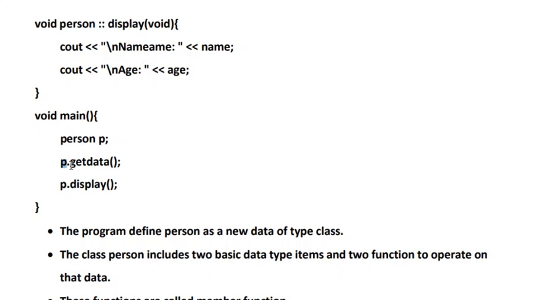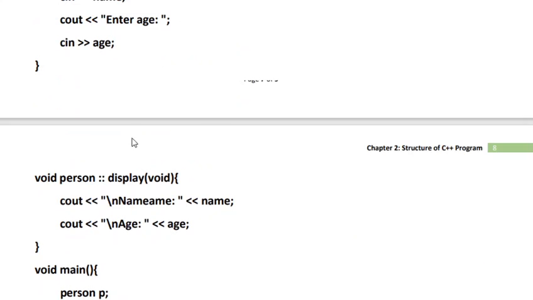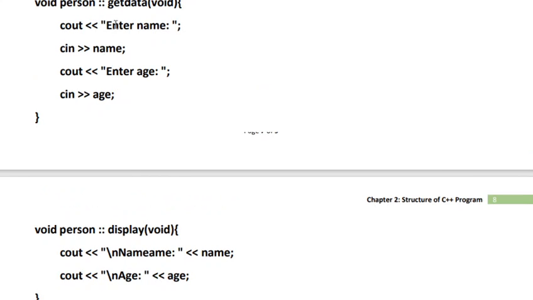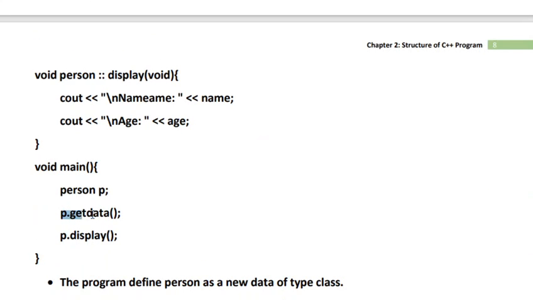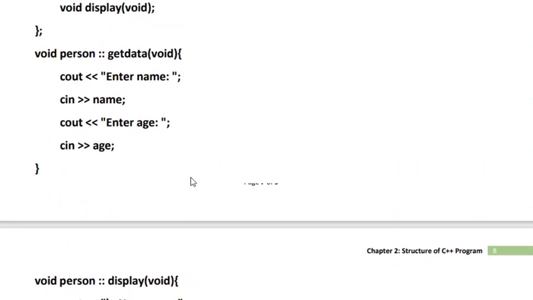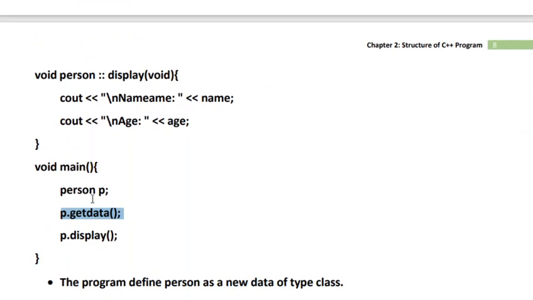Whenever I write P.getData, it will invoke the function getData that belongs to the object P. So what does getData do? GetData basically reads data, that's name and age. Whenever I write P.getData, it implies that it will get data for the object P. It will get name for P, it will get age for P. Likewise P.displayData will display the data for P, that is it will display the name and the age.